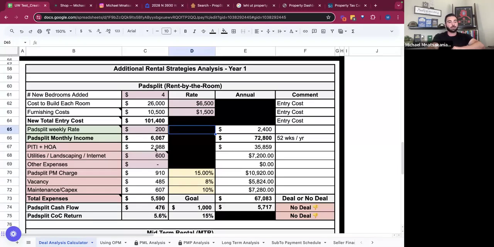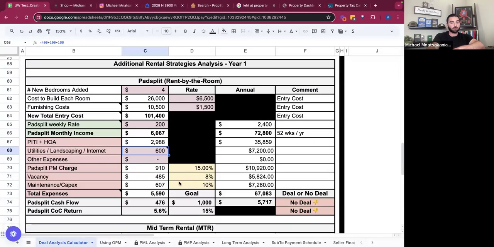And then what are your PITI, HOA, we already have all that, but then what are the anticipated expenses? Otherwise, we're just gonna estimate $600 between water, electric, gas, trash, internet, and landscaping. And then understanding the management fees, vacancy, and CapEx as well. So you'll see, just for this example, this would drive your monthly expenses to $5,590 a month, which is super high. So you're gonna need to generate a lot of income to accommodate for that, right?